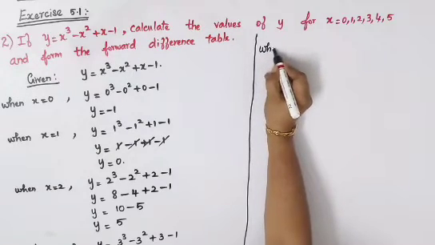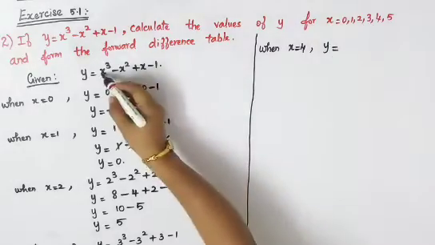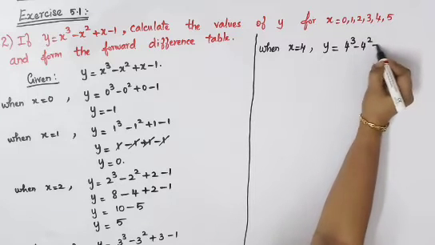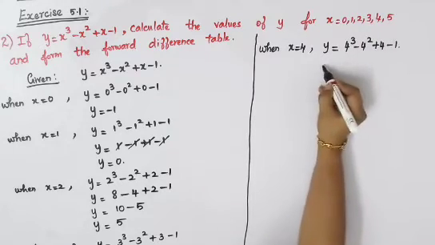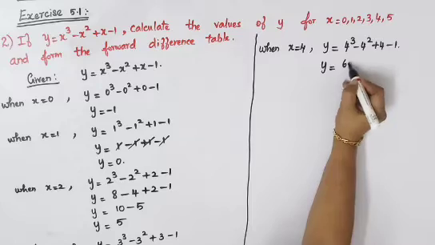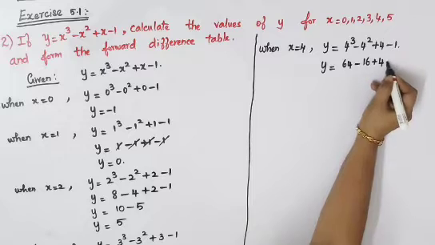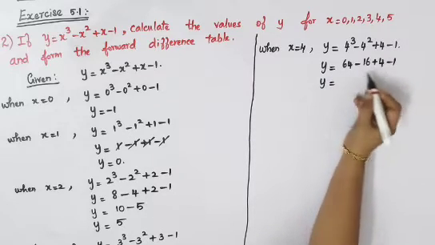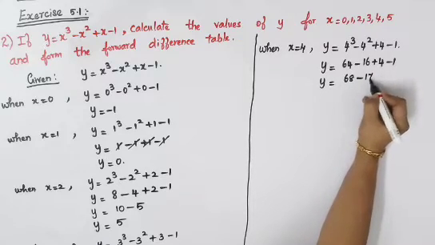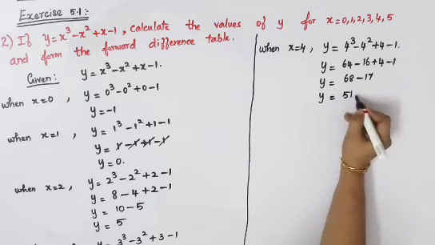Next is when x is equal to 4, wherever x is there put 4. So it is 4 cube minus 4 square plus 4 minus 1. Solving, 4 cube is 4 into 4 into 4, so you'll get 64, minus 4 square is 4 fours are 16, plus 4 minus 1. So y is equal to 64 plus 4, you'll get 68, minus 16 and 1, so 17. Therefore your answer, y is equal to 68 minus 17, that is equal to 51.